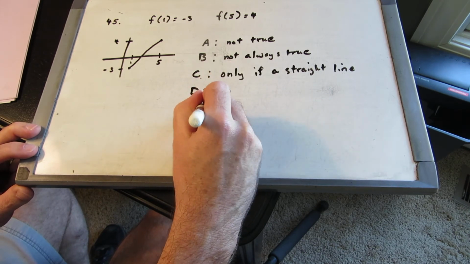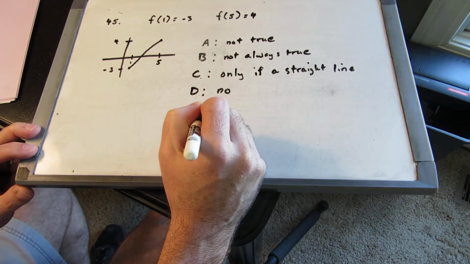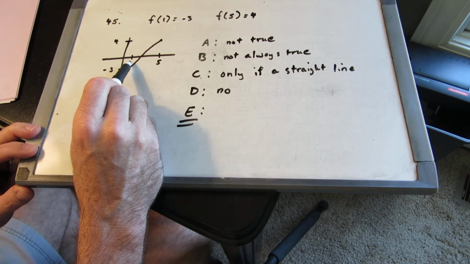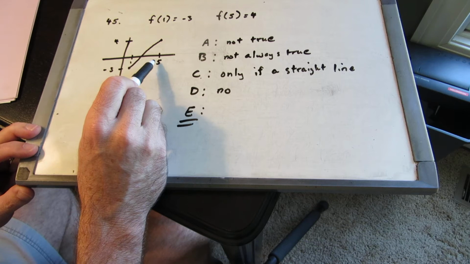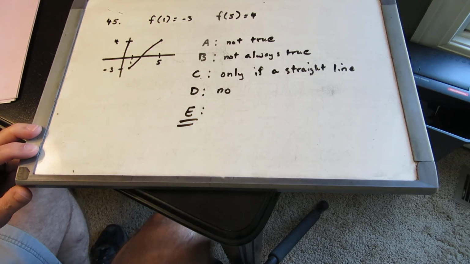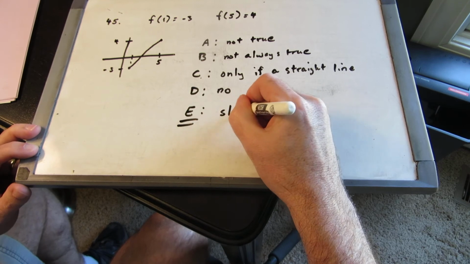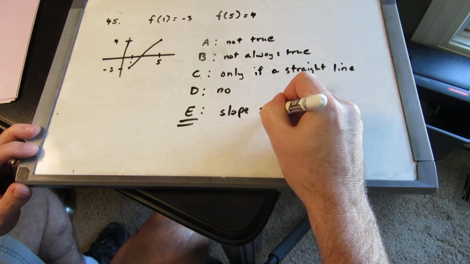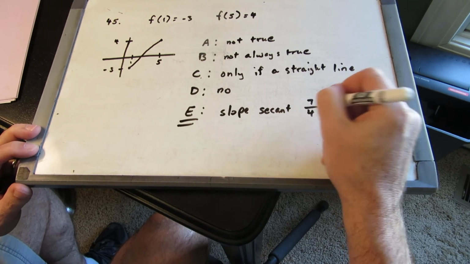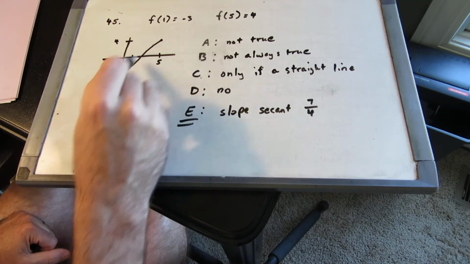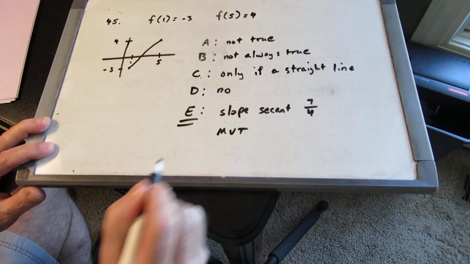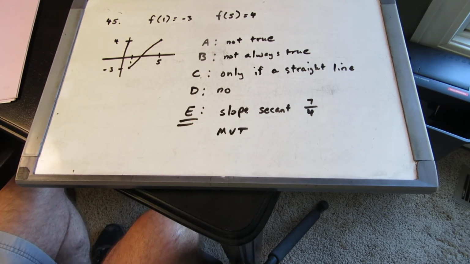So the only thing left is E. And E is the mean value theorem, which states that for some place between 1 and 5, the slope of the tangent line has to equal the slope of the secant line. We know the slope of the secant line does equal the change in y over change in x, which is 7 over 4. So somewhere in between the two, that does have to be true. That's the mean value theorem. So the answer is E.